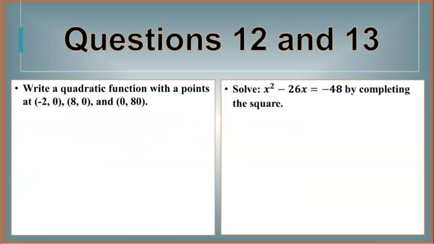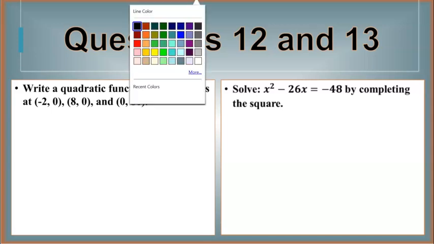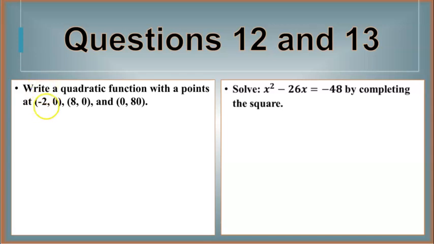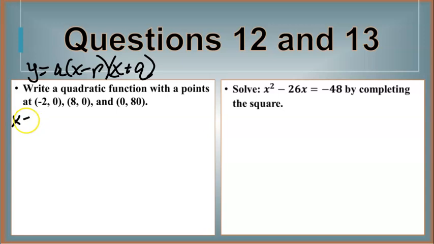Question 12. It says write a quadratic function with points at 0, negative 2, 0, 8, 0, and 0, 80. So for this one, since they give me my zeros, I'm going to put it in factored form, which factored form would be y equals a times x minus p times x minus q, where p and q are going to be your zeros. So I have this x minus 2. Right now I'm told this, x equals a negative 2. To make this equal to 0, I'm going to add 2 to both sides, and I have x plus 2 equals 0. That's one of my binomials.